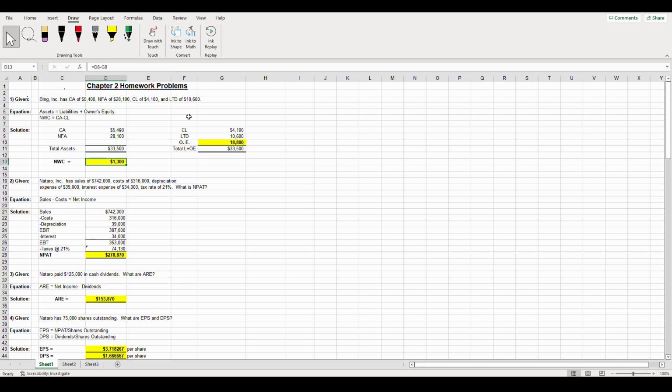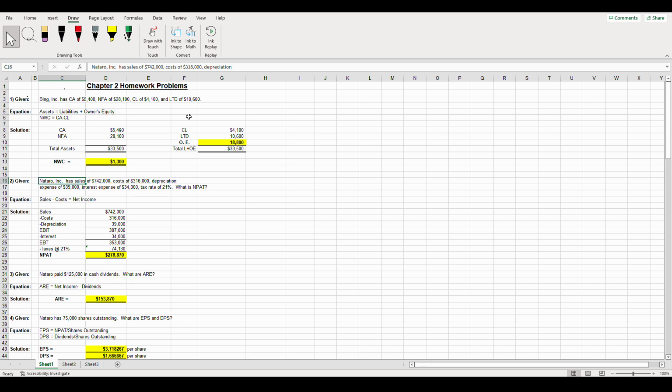The second question in this problem, they want to know what is working capital, and working capital is very simply current assets minus current liabilities. So that would be cells D8 minus G8, and you get net working capital of $1,300. And there are your answers to problem number 1.